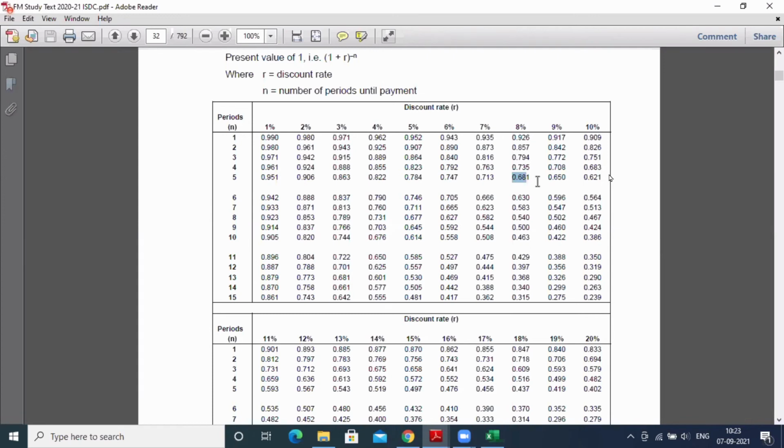Is that clear? No need to calculate. Generally in the exam they will provide the discount table, so directly you can find the respective interest rate or discount rate, and accordingly you can get the discount values. For the first year it is 0.926. Suppose the rate of discount is 10%, then we can consider this.